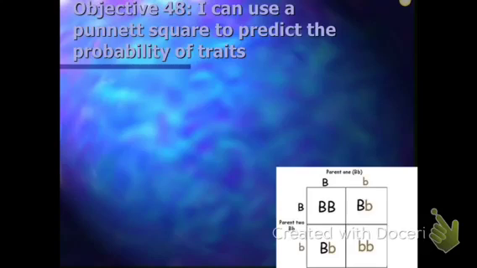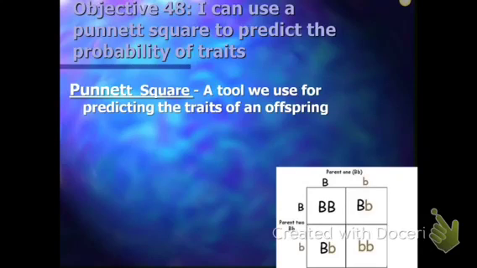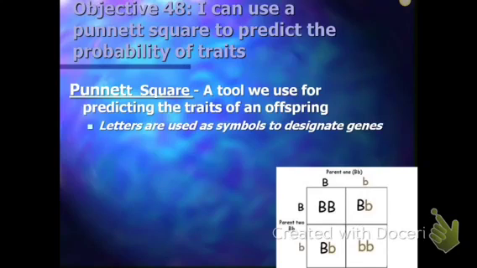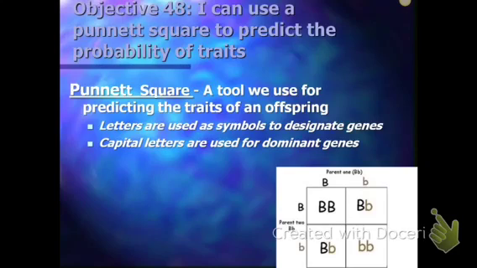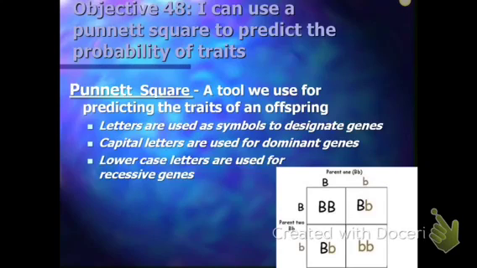Objective 48. I can use a Punnett square to predict the probability of traits. So a Punnett square is a tool we use for predicting the traits of an offspring. Letters are used as symbols to designate genes. Capital letters are for dominant genes. We talked about that already. Capital letters for dominant genes. Lowercase letters are used for recessive genes. And genes always exist in pairs. Because our chromosomes are in pairs, 23 pairs of chromosomes, our genes are always in pairs.